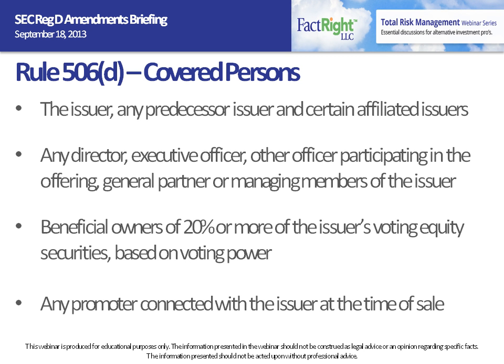So the persons covered by the bad actor rule are the issuer, any predecessor issuer, and certain affiliated issuers, any director, executive officer, or other officer participating in the offering, or a general partner or managing member of the issuer. Beneficial owners of 20% or more of the issuer's voting equity securities based on voting power. Any promoter connected with the issuer at the time of the sale, and promoter is a defined term.